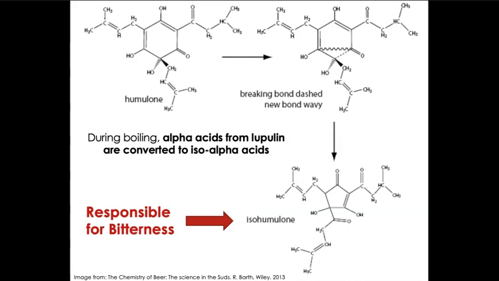Actually, bitterness in beer is measured in something called bitterness units. Another unit for bitterness is the International Bitterness Unit. And those are pretty much equivalent to milligrams of this compound, isohumulone, per liter. So it's just a concentration of isohumulone in our beer. That's what they are reporting when they talk about bitterness units in beer.